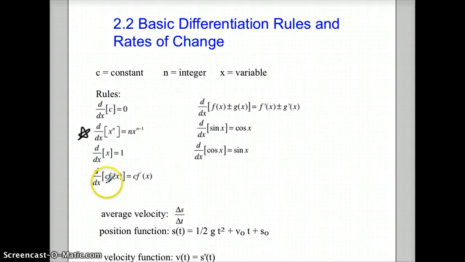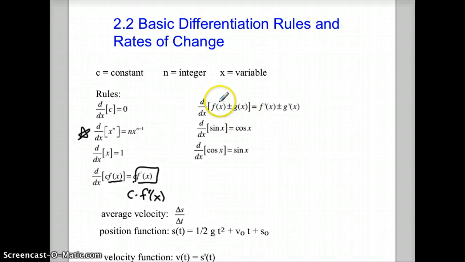The derivative of a coefficient times a function, so if there's a coefficient out in front times a function, is just that coefficient times the derivative of that function. So c times the derivative of that function. We can use all these other rules to get the derivative of the function, and then if there's a constant out in front, just multiply it times the answer we got.